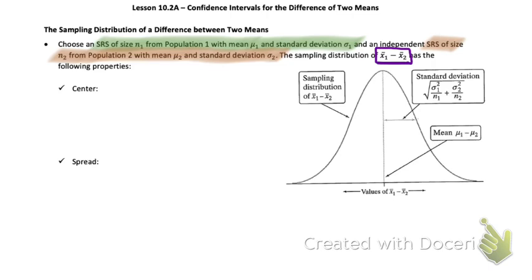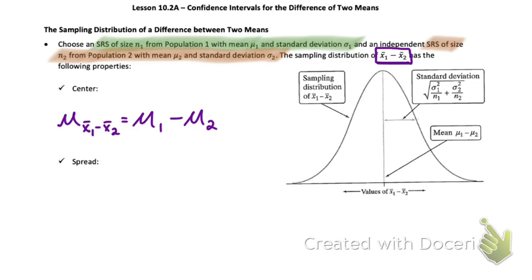What is the center of this distribution? The mean of x bar 1 minus x bar 2 is simply the mean of population 1 minus the mean of population 2. Well, that's really easy if you know the mean of population 1 and the mean of population 2. What if we don't know them, which we normally don't? We have to estimate it using a sample x bar. So then that would become x bar 1 minus x bar 2. We would just take the difference of their sample means, okay?